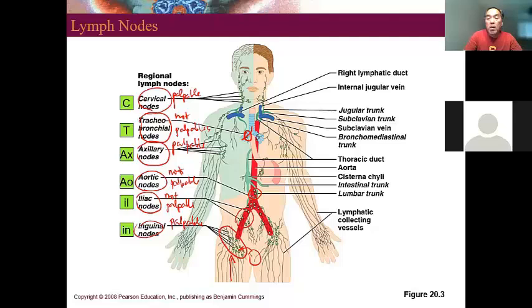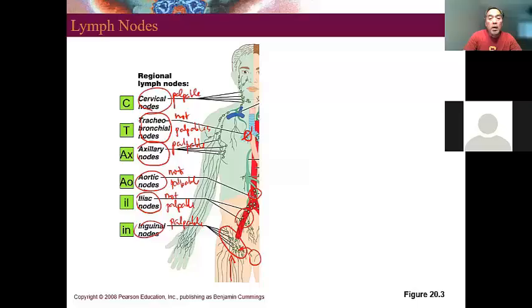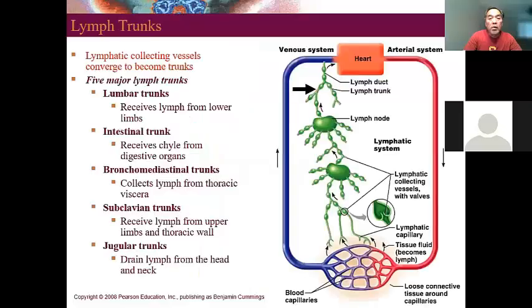So after the lymph node, okay, let's take a look at the structures. So we finished with the lymph node. The next structure where it's going to be drained is now going to be the trunks, okay? The trunks are vessels before the ducts, and the ducts are the ones that drain it to the subclavian vein, okay? So we generally have 5 major lymph trunks. After the lymph node, the trunks drain it, okay?